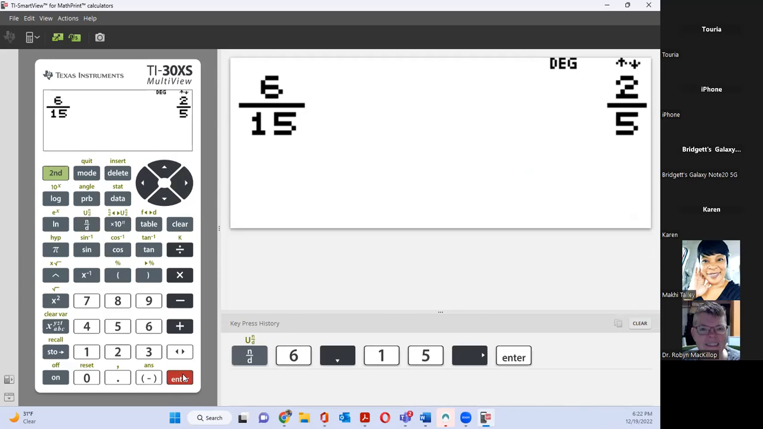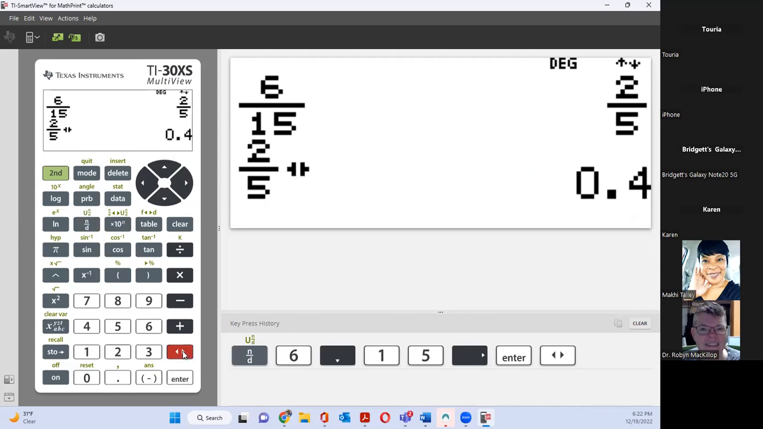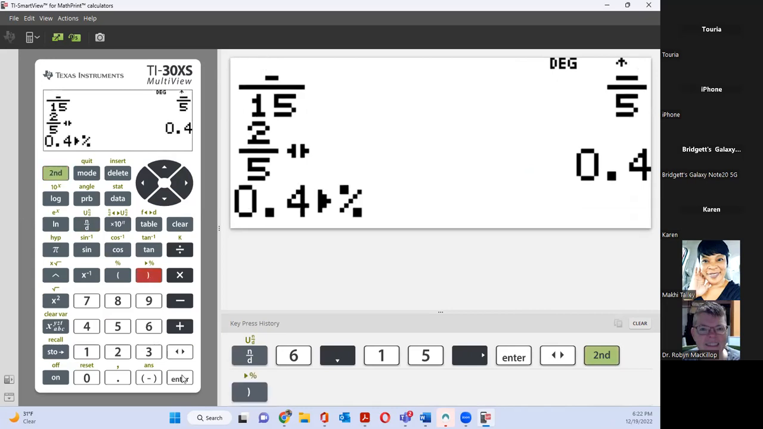I didn't do anything. Right? Now, to change it to a decimal, I hit my double arrows. 0.4. To change it to a percentage, second, and this arrow means to convert. Look at that. 2/5, 0.4, 40%. Now, that probability problem just took you less than 1 minute.